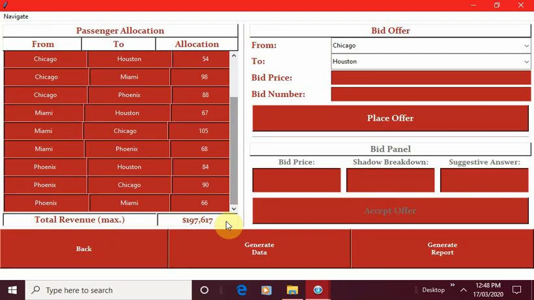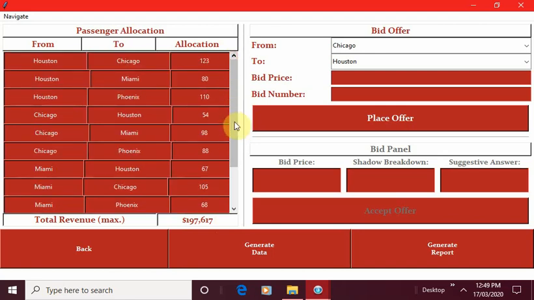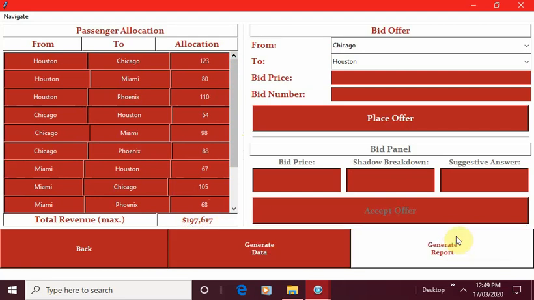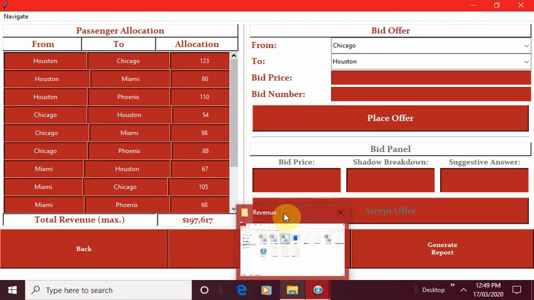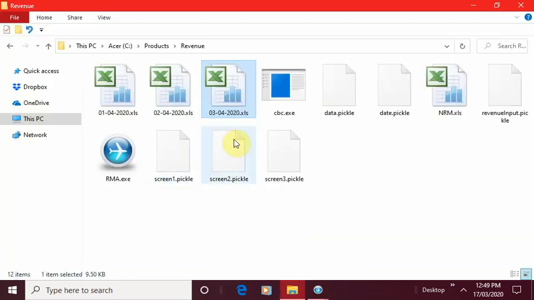the 3 banks, for each bank for this particular hub and spoke model. So 197,617. Let's create a report first. Let's click on create report. The report must have been created here. That is NRM XLS. So we'll open this report.